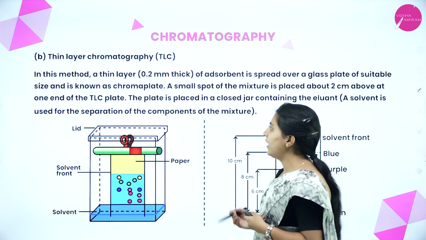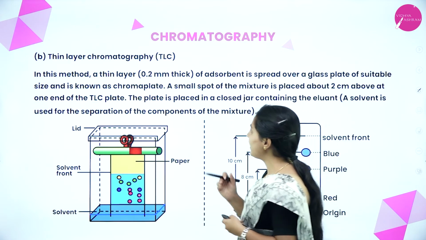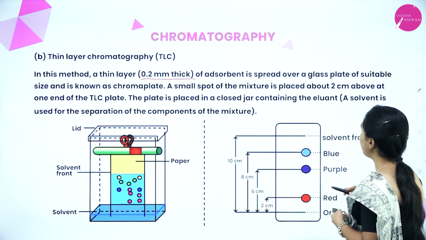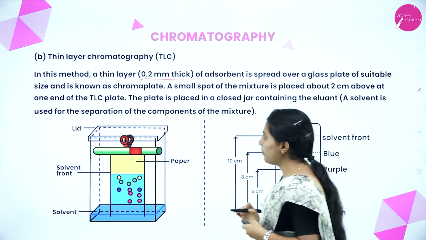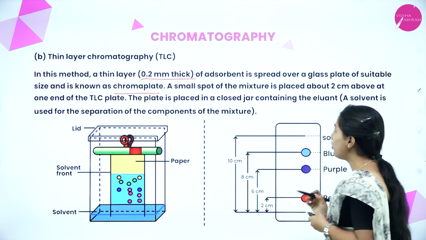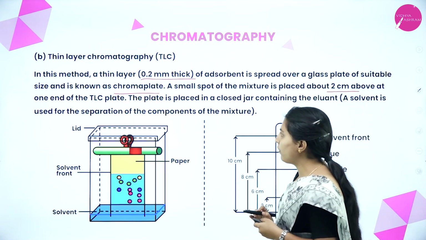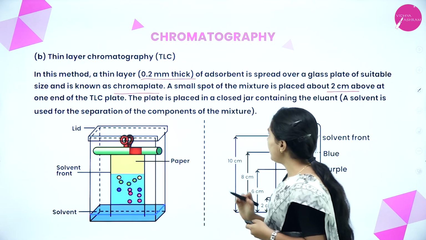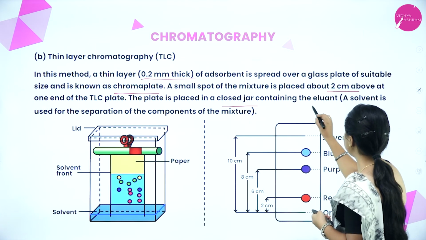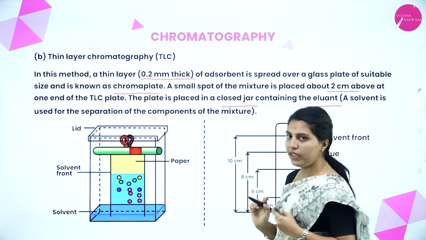Next is thin layer chromatography. It is called TLC. In this method, a thin layer, 0.2 mm thick, of adsorbent is spread over a glass plate of suitable size, which is called a chroma plate. A small spot of the mixture is placed about 2 cm above one end of the TLC plate. The plate is placed in a closed jar containing the eluent. A solvent is used for the separation of the components of the mixture.